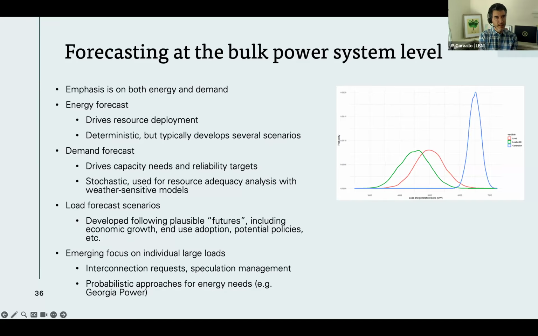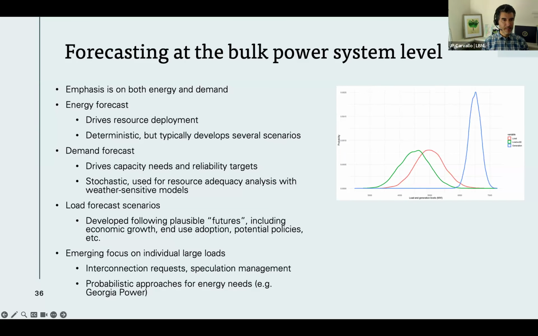On the demand side, the demand forecast drives capacity needs and reliability targets, and typically is stochastic. As a best practice, the peak demand emerges from a stochastic analysis. And you can see here to the right in this representation of probability distributions, the right-hand side is load. And you can see that load is represented by a wider range of possible realizations that depend on weather patterns, customer patterns, etc. And those are important to capture at the bulk power system level, in part because of the implications of shortfalls at the bulk power system level that can ripple into large blackouts.